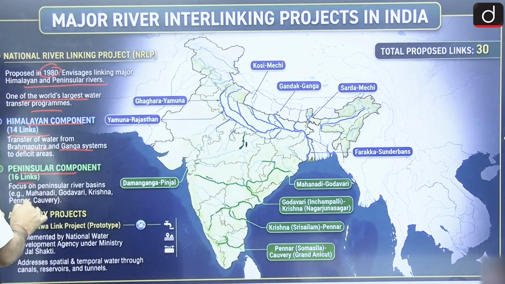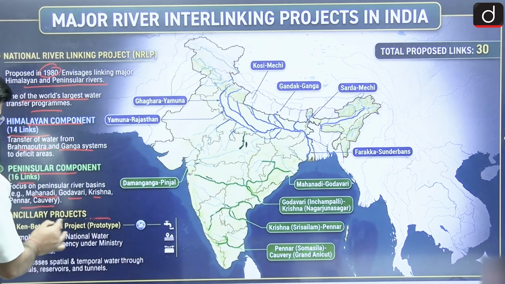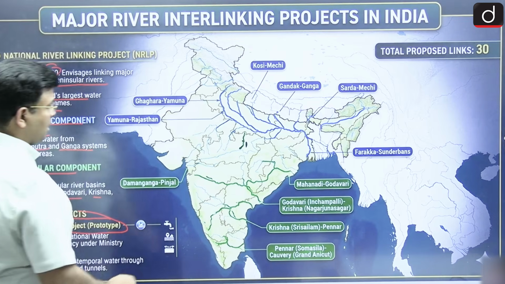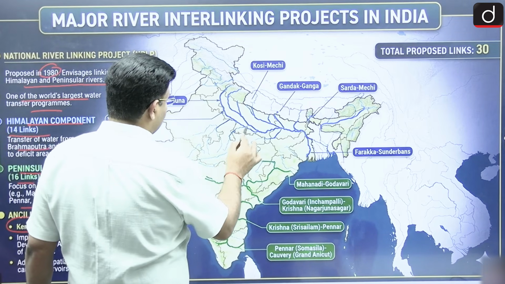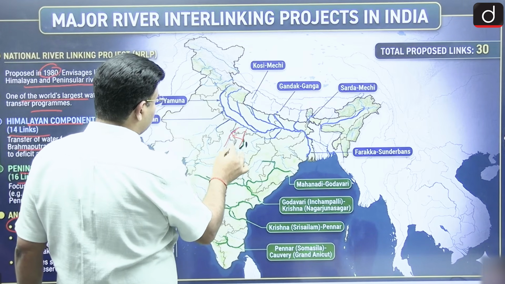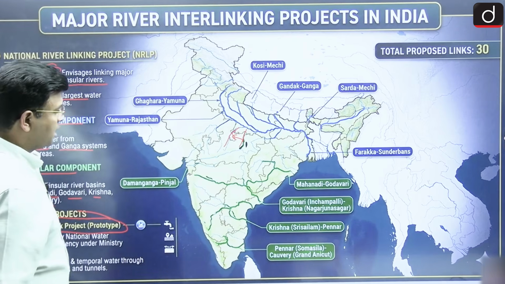Peninsular components: Mahanadi, Godavari, Krishna, Pennar, Kaveri. These are the interlinking in the south. And the first interlinking project which is going on at present is the Ken-Betwa link. Here there is the Ken river and the Betwa river connecting with it, passing through Panna Tiger Reserve.